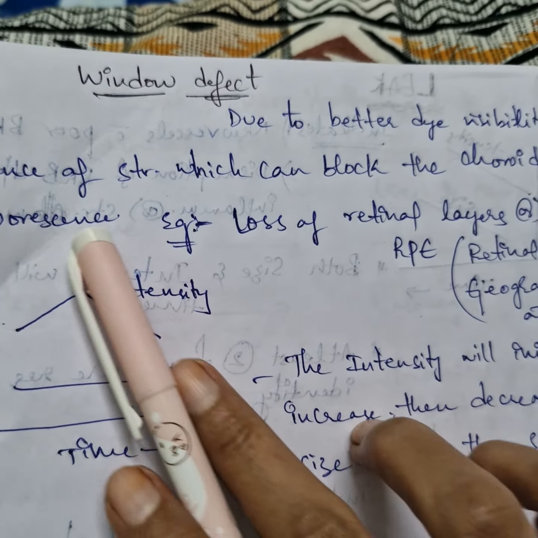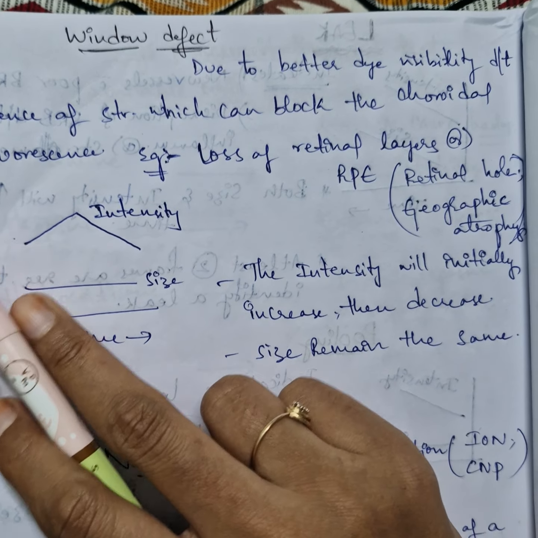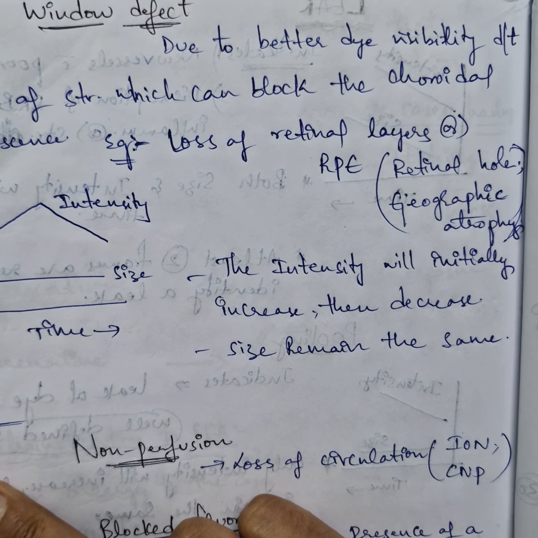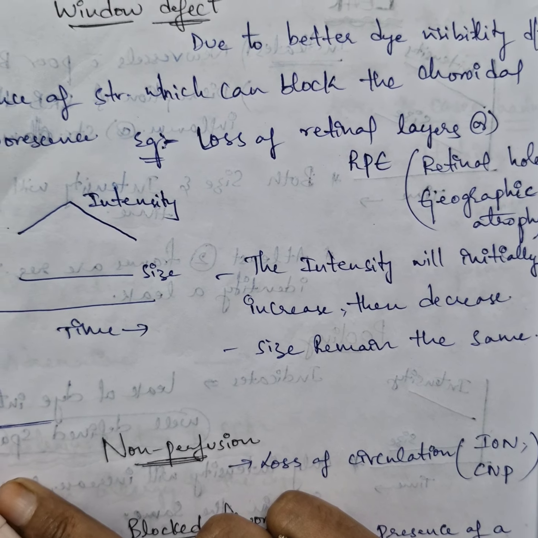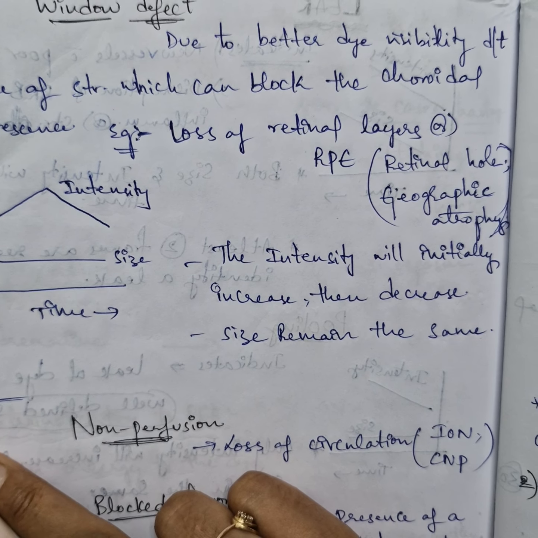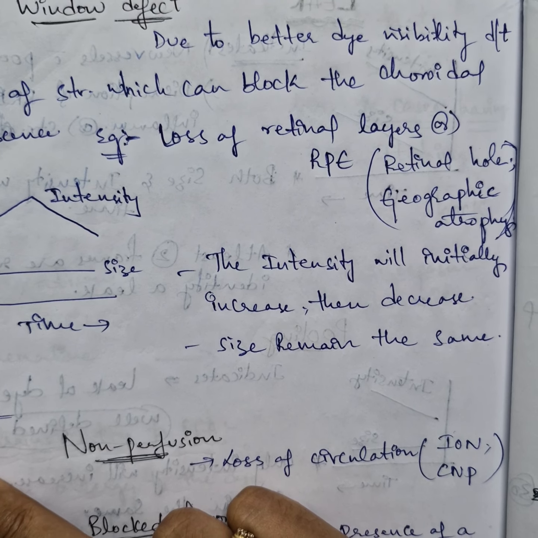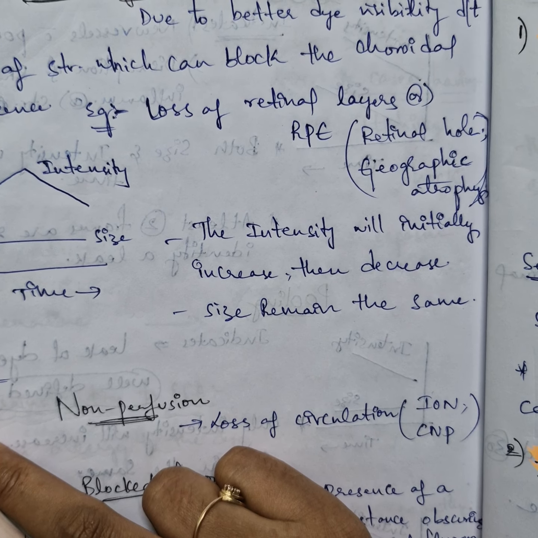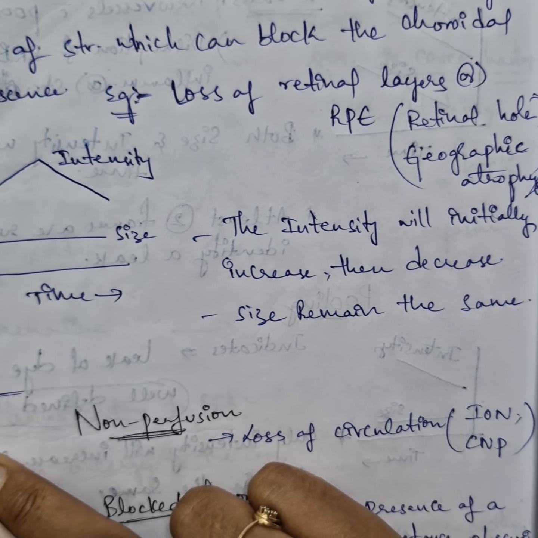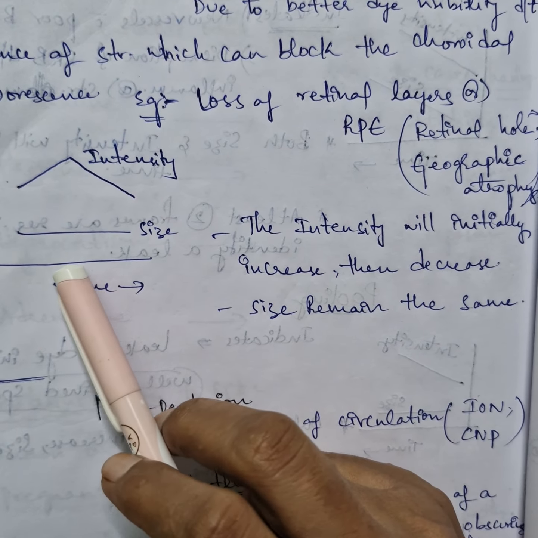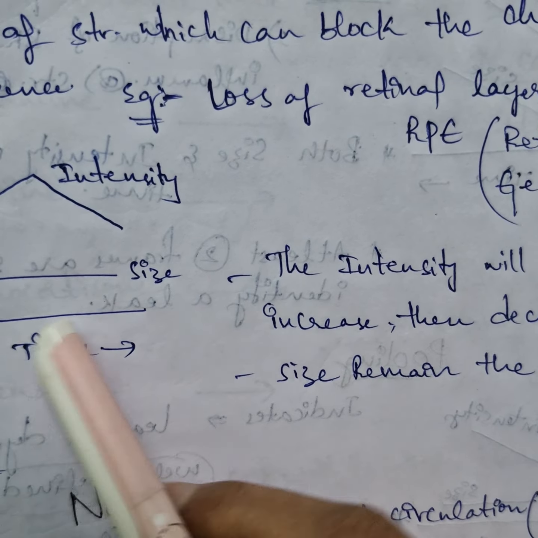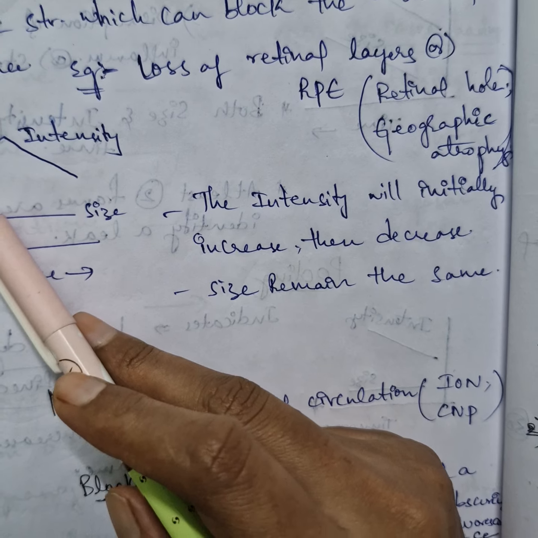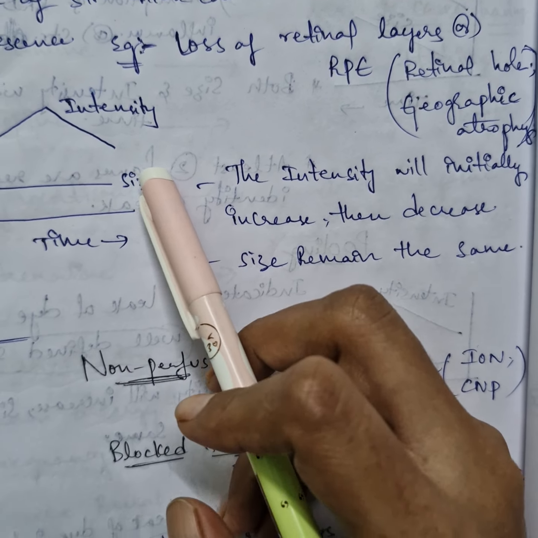Now coming to window defect. So window defect indicates better dye visibility due to absence of structures which can block the choroidal fluorescence. Example, due to loss of retinal layers or retinal pigment epithelium, like in cases of retinal hole, etc. So in this, the size will remain the same, whereas the intensity will increase initially and then decrease.